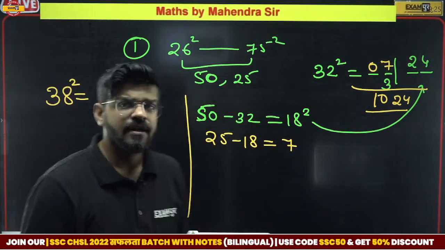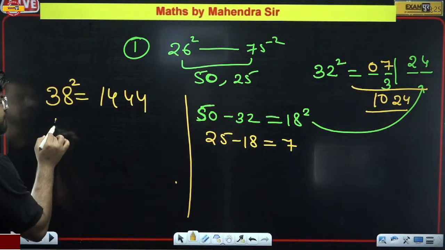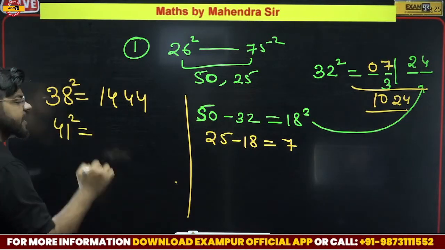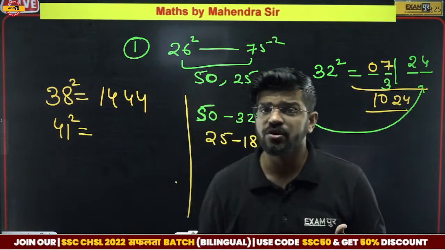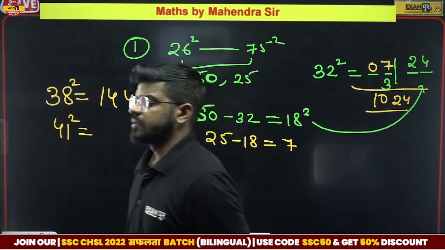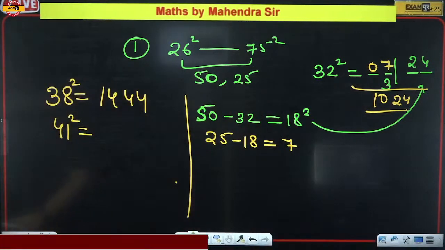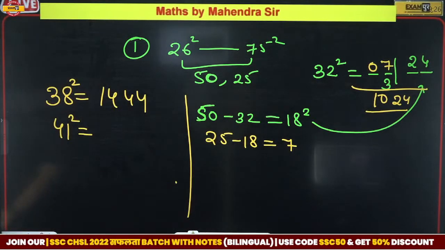Did you get that? Now try 41 square in your mind, and tell me whether you have done this without pen and paper or not.